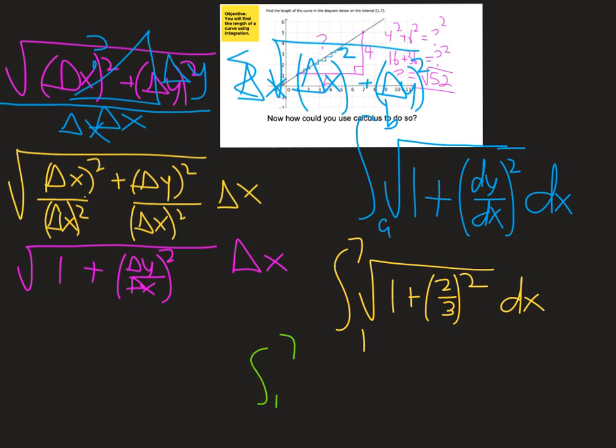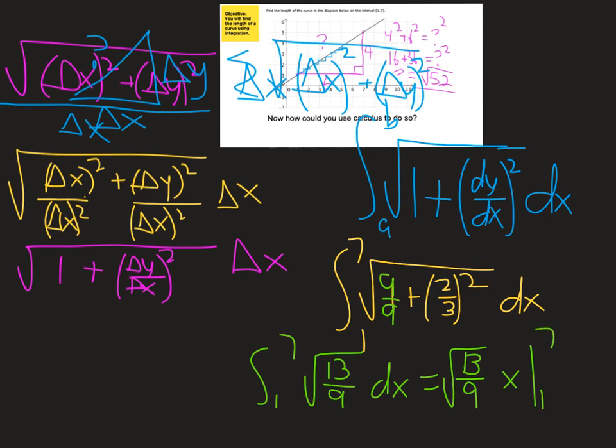2/3 is 4/9 when I square it, and 1 is 9/9. So 4/9 and 9/9 is 13/9. Square root of 13/9 dx. All right. So whose derivative is that thing? That's just going to be the square root of 13/9 x from 1 to 7.